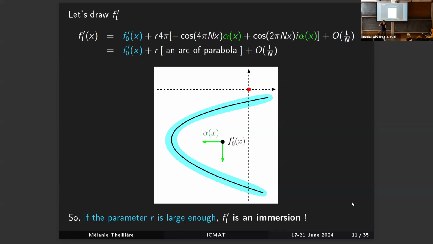So in fact, we just have to choose our parameter such that this arc of parabola never crosses the red dot, which is our constraint. Our constraint is that the new derivative has to never vanish, so it has to never cross 0. So in this case, if the parameter is large enough, if our arc of parabola is large enough, then whatever happens, it's an immersion. Is it fine for now?